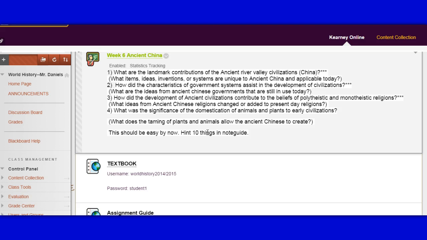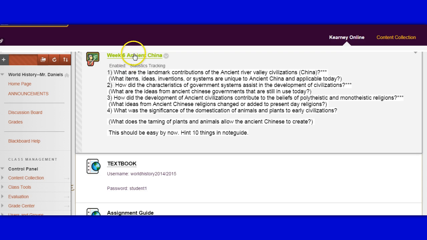Government, social structure, writing, inventions, architecture, social structure. All of those things in your note guide are the things that we've been talking about, and they are all a result of the Neolithic Revolution, the domestication of plants and animals, otherwise known as farming.